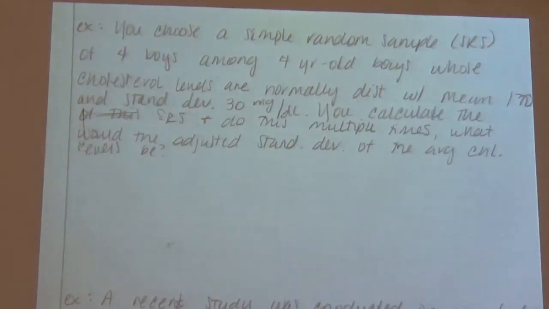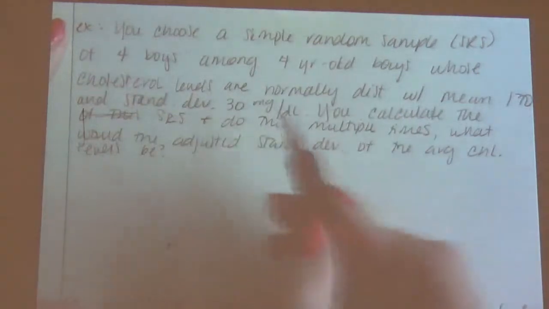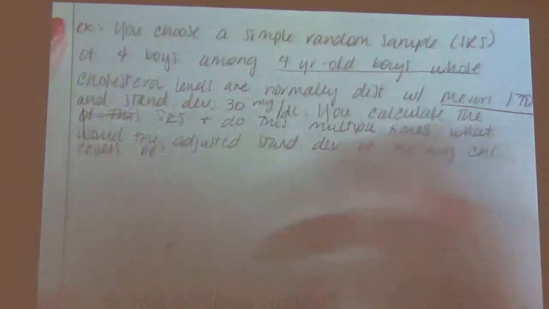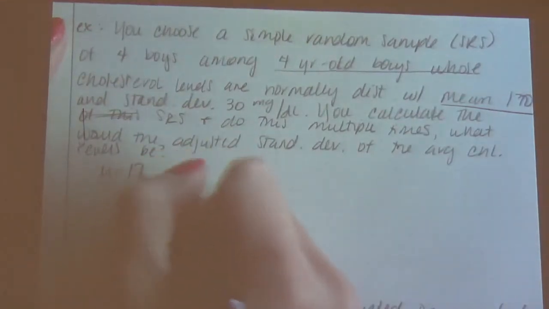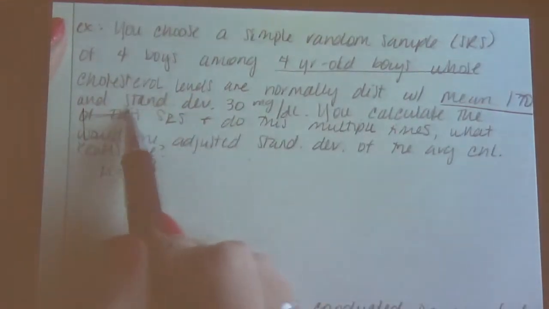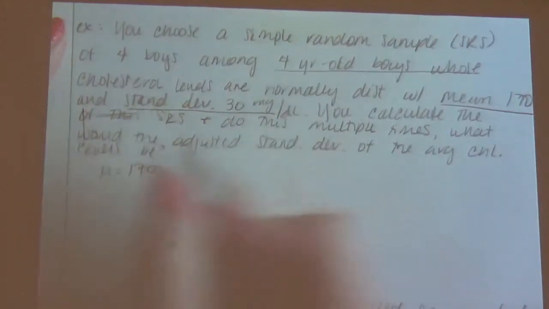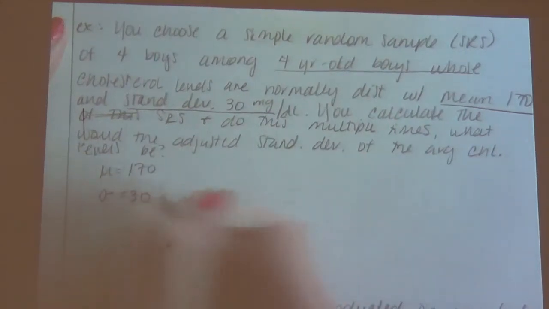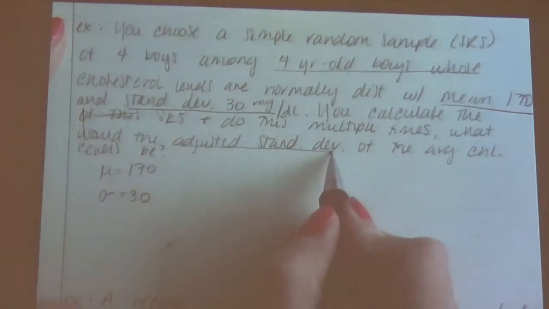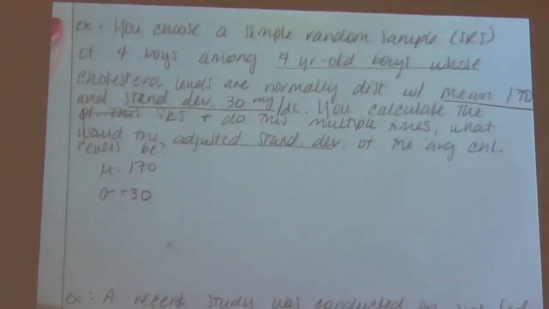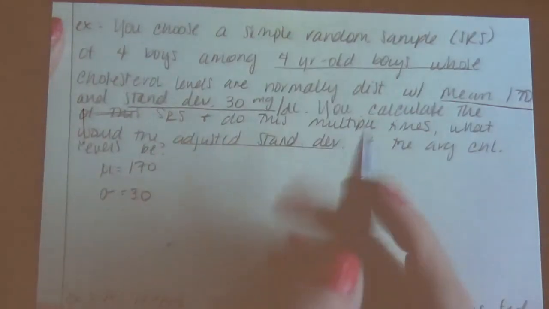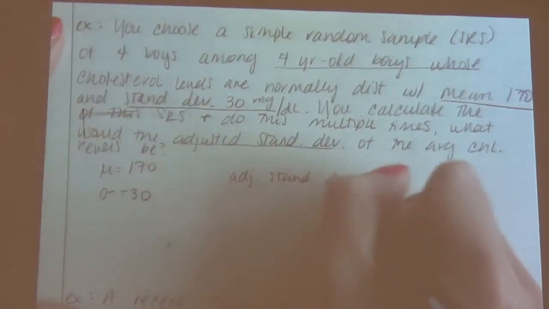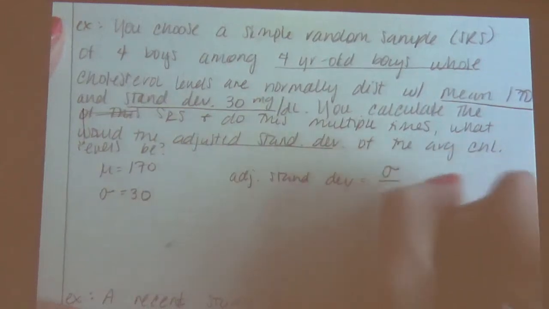So I know that my mean, just in general, for 4-year-old boys was 170. So I know that mean is 170. And here my standard deviation for the population was 30. So population standard deviation, which we've been calling sigma, is 30. Now, if I want to predict something about a sample mean, I need to adjust the standard deviation. So what I would do is look at the adjusted standard deviation. That's just going to be sigma over root n.